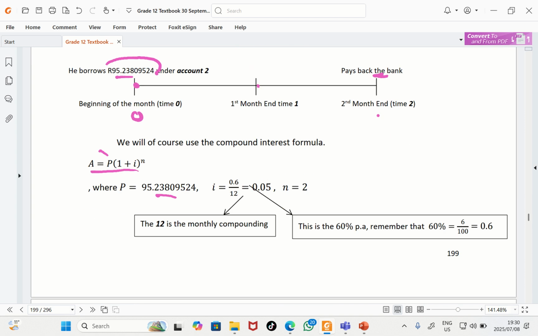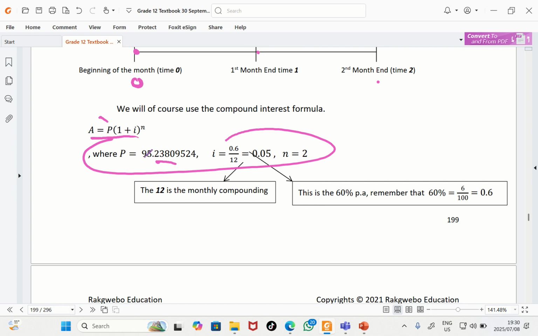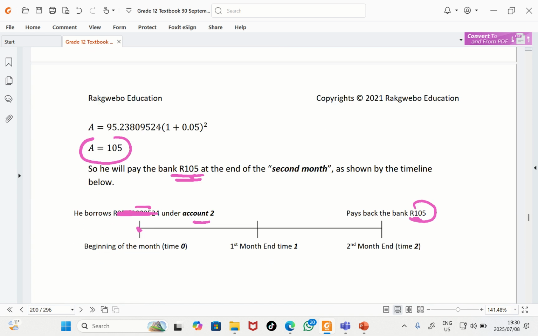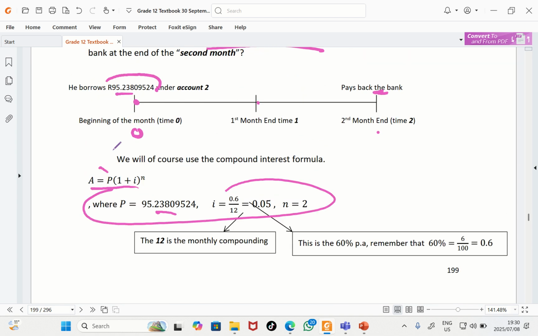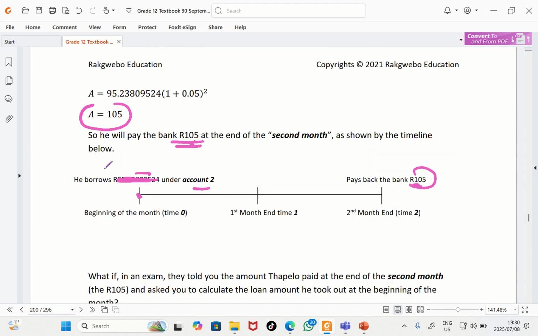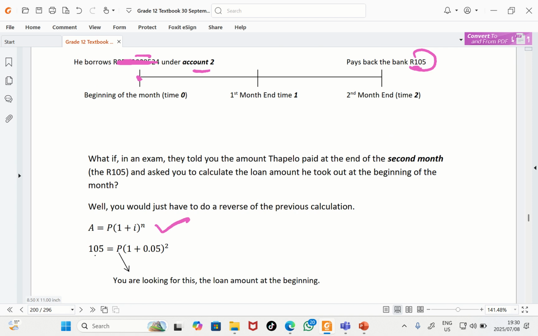These investment conditions, they tell you it's going to pay that 105, but they don't give you the initial value. How would you calculate it? You literally use the same formula, ne? But you're given A, which is 105. You're looking for P. So this is what we have there. We are looking for P. We have A, so we just substitute everything, easy.